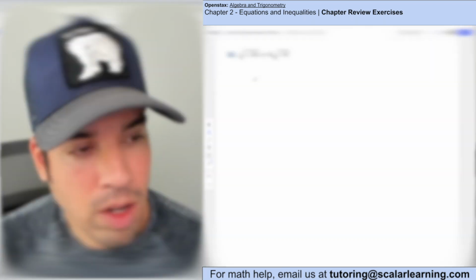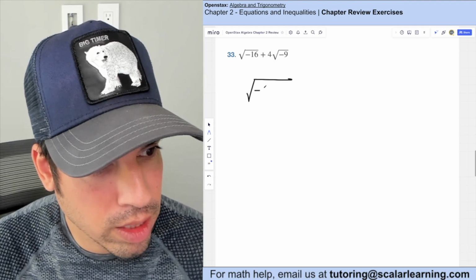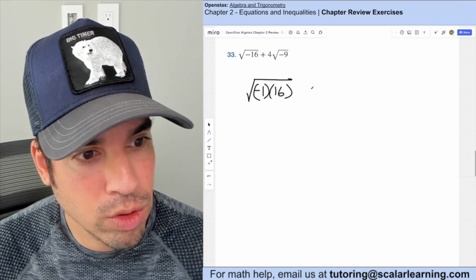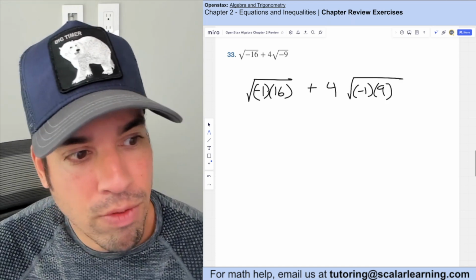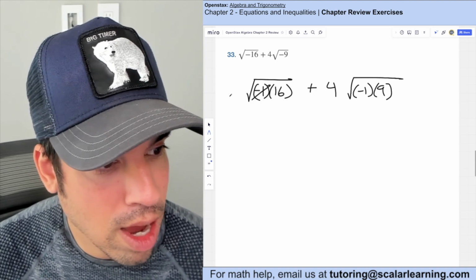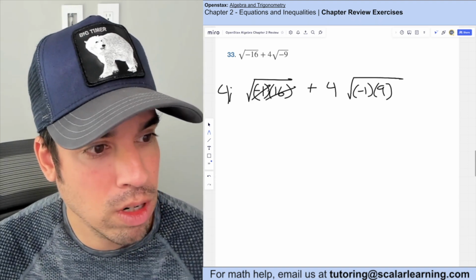Boom, done. Here we're going to start by simplifying. So the square root of -16, we should really recognize this as -1 times 16. Likewise with -9. The reason why this is helpful is because we can take the square root of these individually. So the square root of -1 is i. The square root of 16 is 4. So those both come out of the radical.